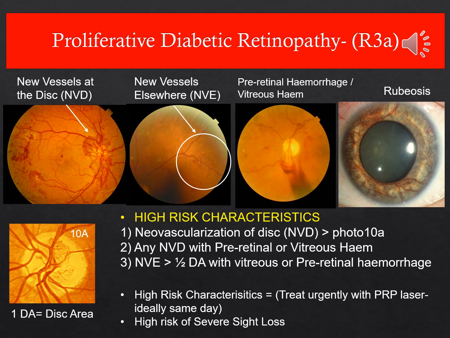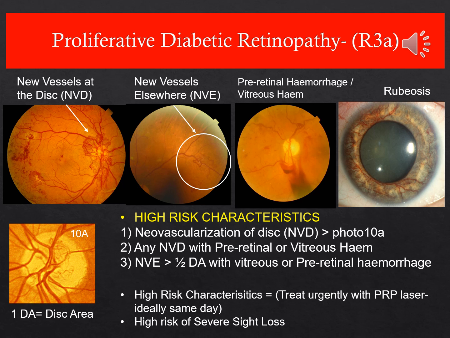or pre-retinal hemorrhage can occur when neovascularization causes bleeding within the eye, or vitreous hemorrhage if the bleeding then develops into the vitreous gel. The picture on the right-hand corner is of rubeosis. This is when blood vessels start to grow on the iris. Again, a feature of very severe diabetic retinopathy.